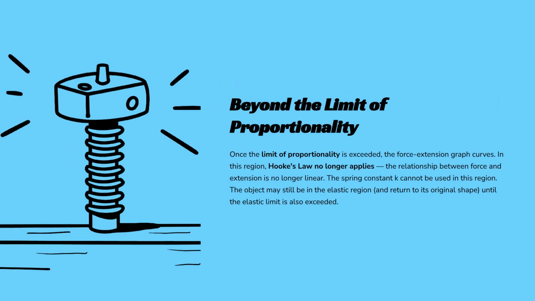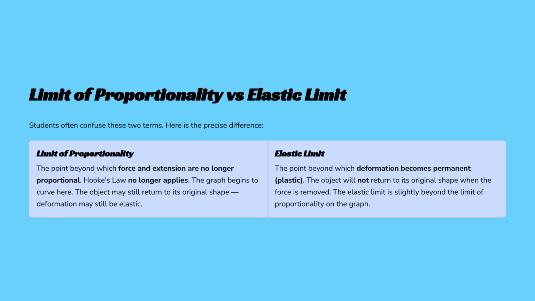Once you pass the limit of proportionality, the graph starts to curve. Hooke's law is no longer applicable here, because the relationship is no longer linear, though the spring might still return to its original shape. Don't confuse the limit of proportionality with the elastic limit. The limit of proportionality is where linearity ends. The elastic limit is where deformation becomes permanently plastic.